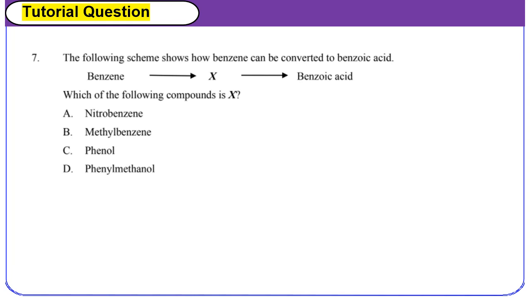Okay, tutorial question number 7. The following scheme shows the benzene can be converted to benzoic acid. So based on the previous tutorial question that we discussed, so I think basically you already have the idea. The compound X will be referred to the methyl benzene.